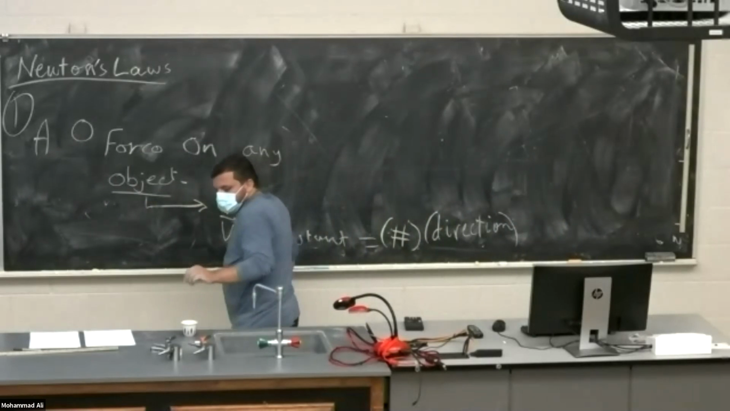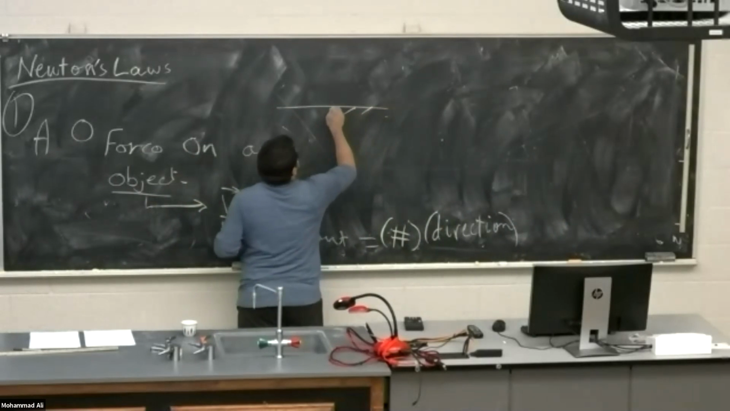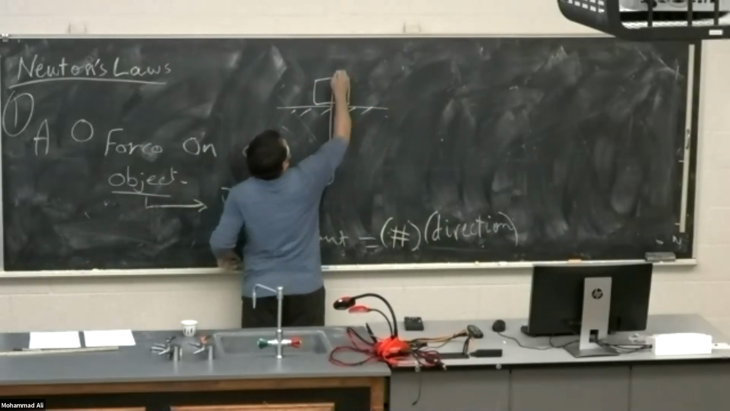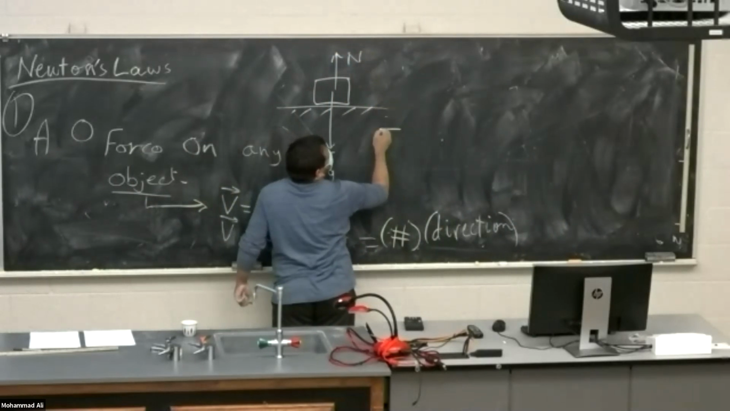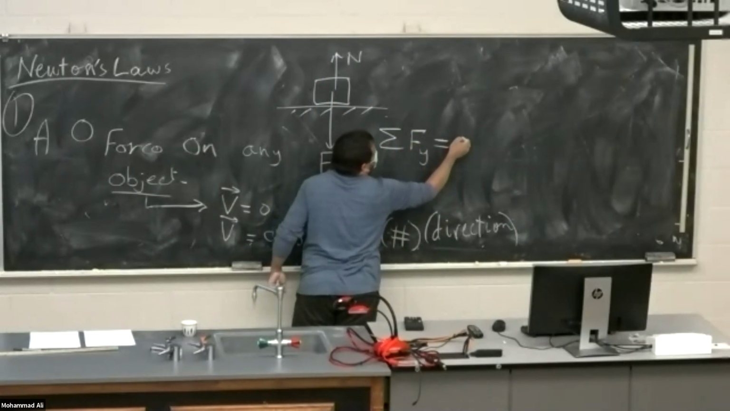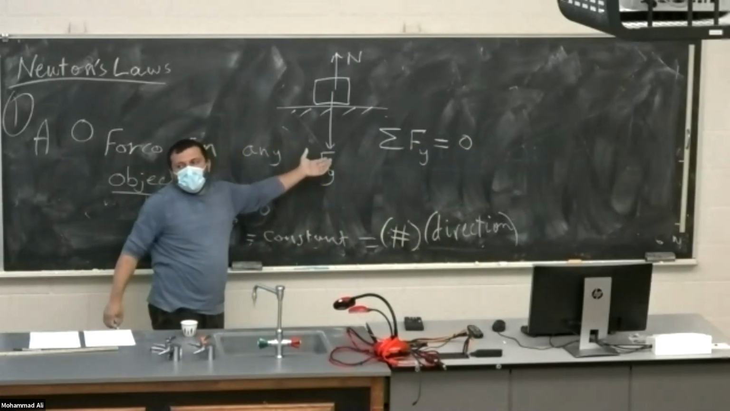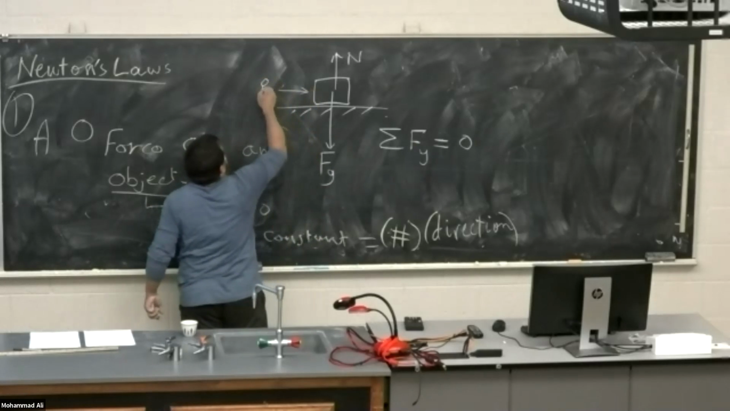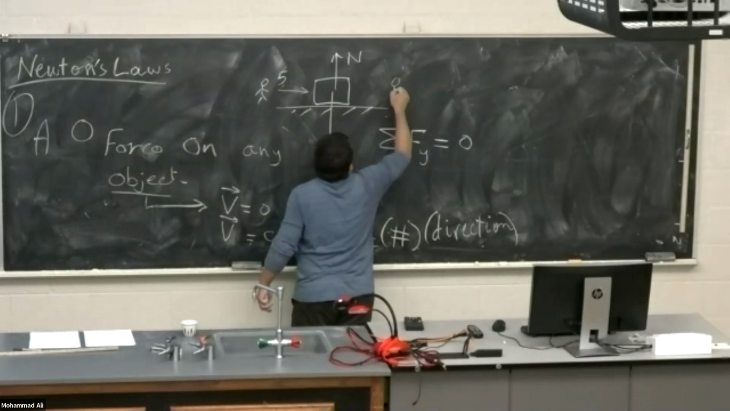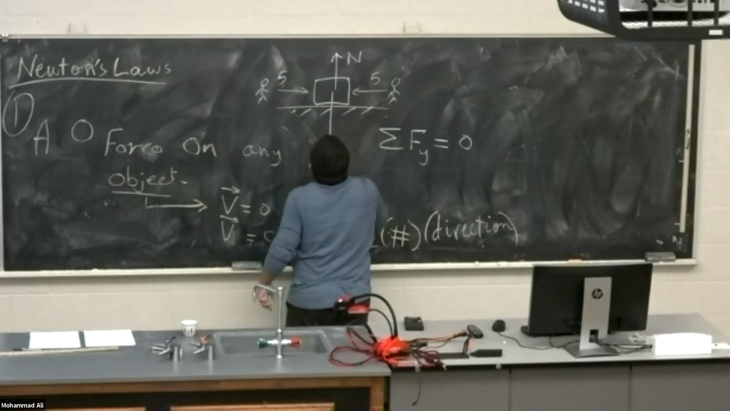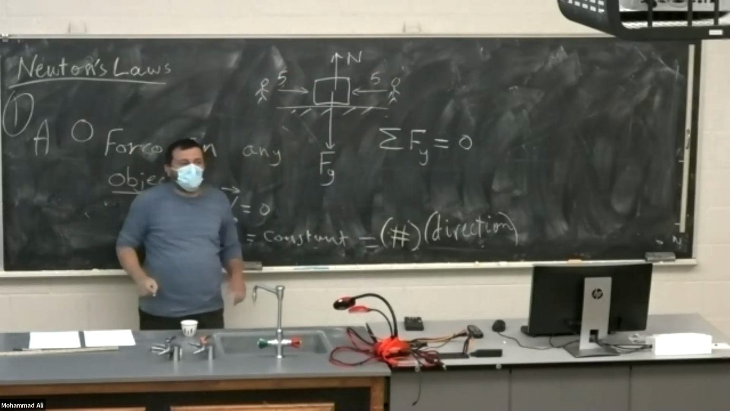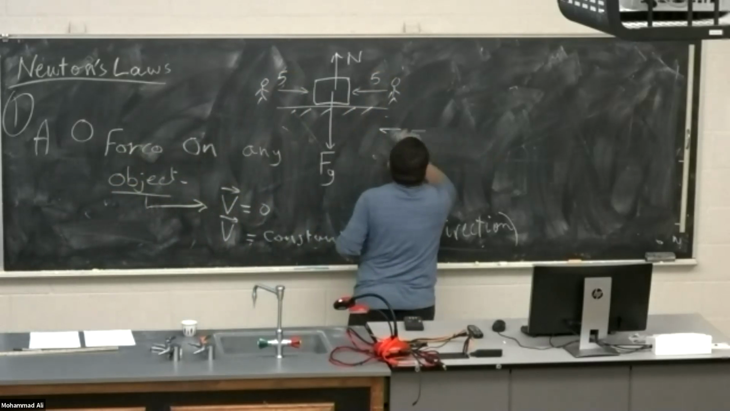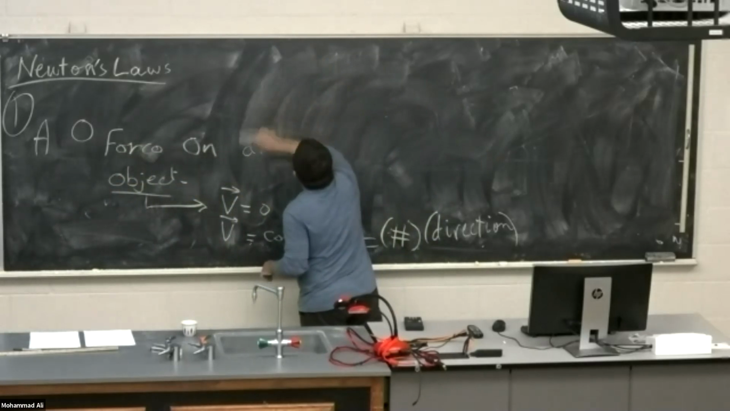We have this object. It has its weight downward and the normal force upward, and the summation of these forces in the y direction is equal to 0. This obeys Newton's first law. If I apply a force from here, which is 5, and you apply another force from here, which is also 5, it obeys Newton's first law because the total force is 0. Any question about Newton's first law?